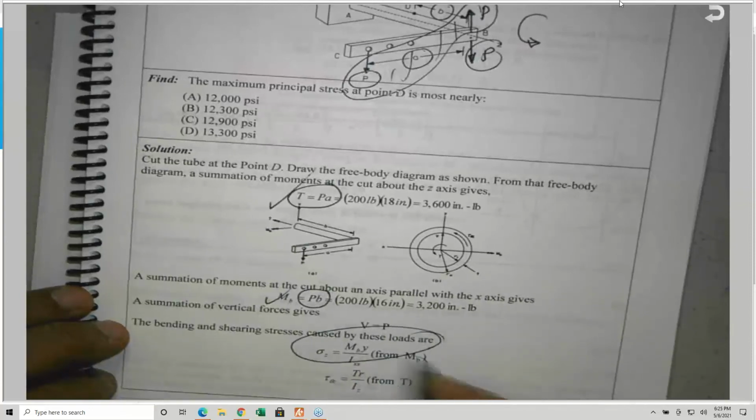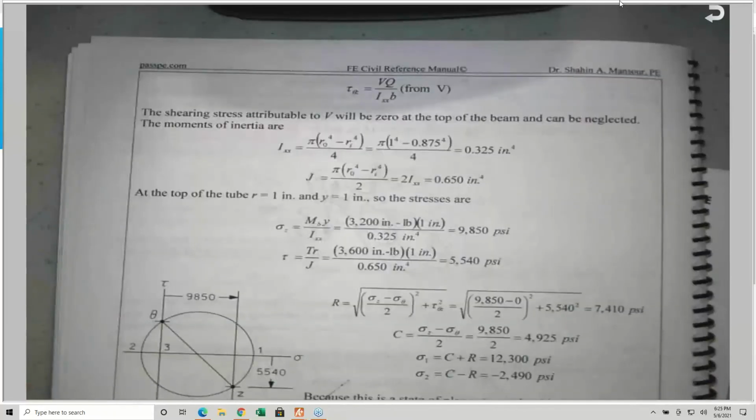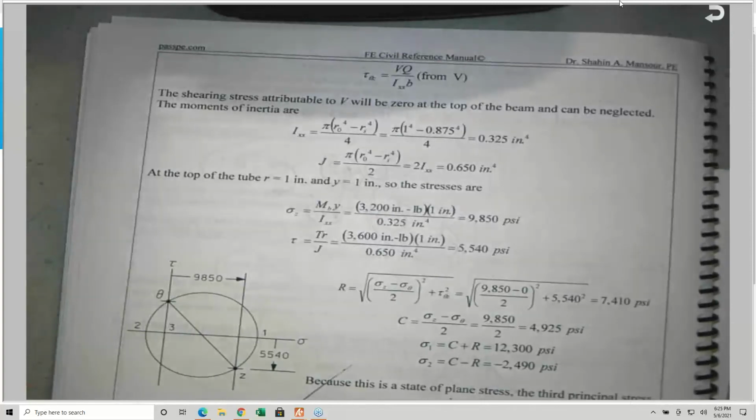And in this case, sigma is equal to My over I, and tau is equal to TR divided by J. And we are going to use the combined stresses. I use Mohr's circle again to illustrate that, which is the same concept as I told you before.